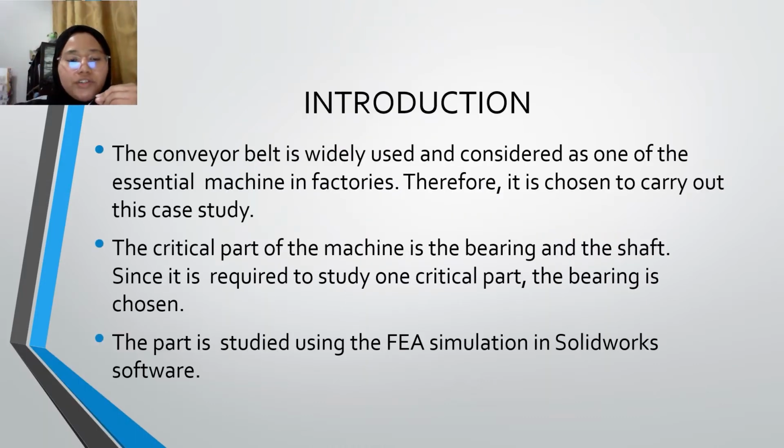For the introduction, the conveyor belt is widely used and considered one of the essential machines in factories. Therefore, it is chosen to carry out this case study. The critical part of the machine is the bearing and the shaft. Since it is required to study one critical part, the bearing is chosen. The part is studied using the FEA simulation in SolidWorks software.